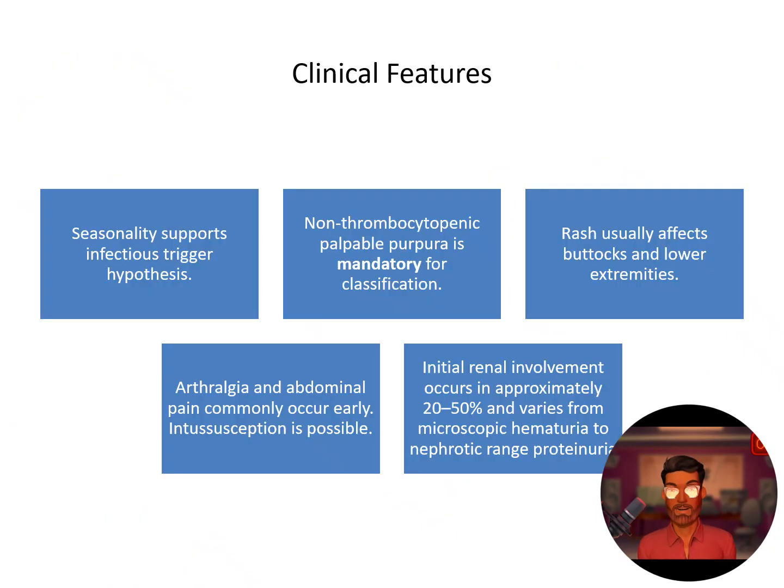Some of the clinical features: the seasonality, as we discussed, supports an infectious trigger hypothesis. Non-thrombocytopenic palpable purpura is mandatory for the classification. The rash usually affects the buttocks and the lower extremities. Arthralgias, arthritis, and abdominal pain commonly occur early, and intussusception is possible. Initial renal involvement occurs in approximately 20 to 50% of patients and does vary from microscopic hematuria all the way to nephrotic range proteinuria.